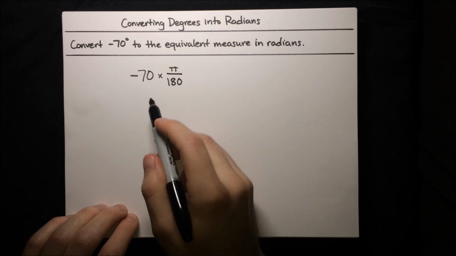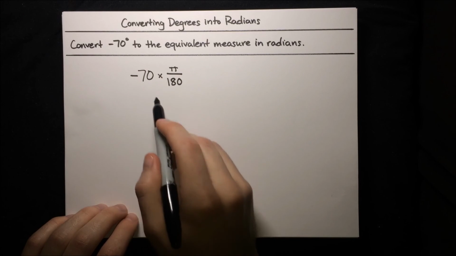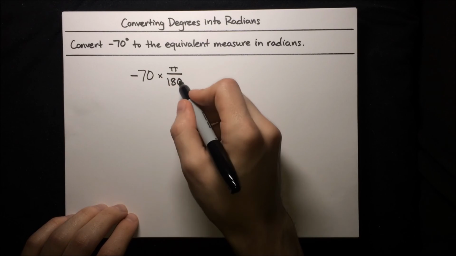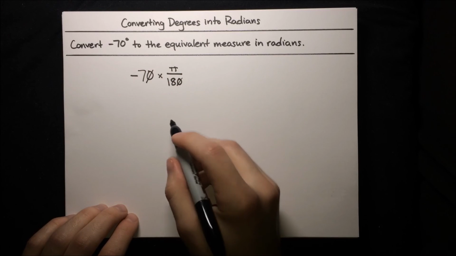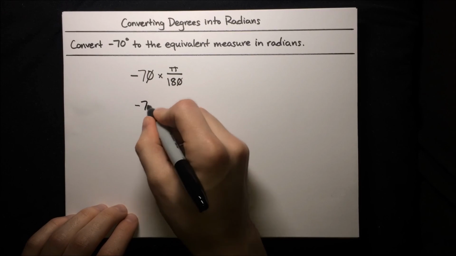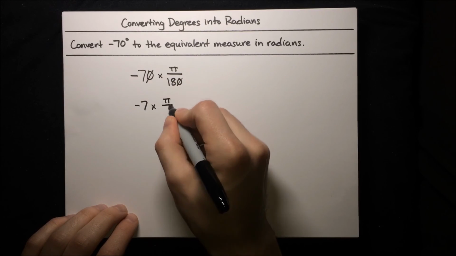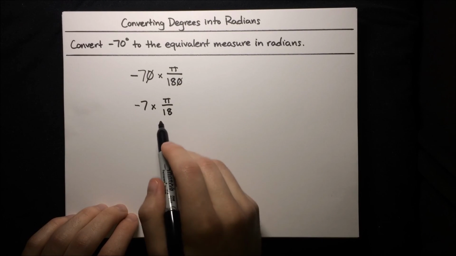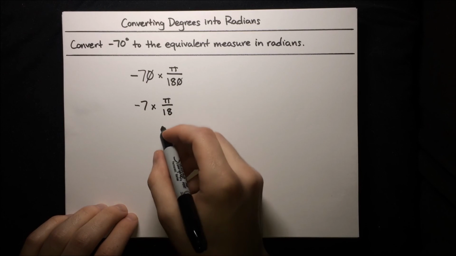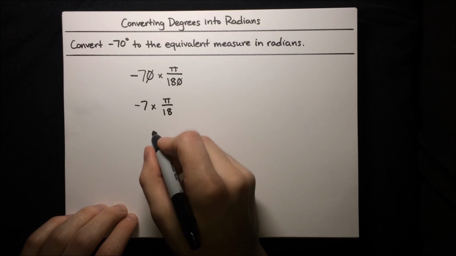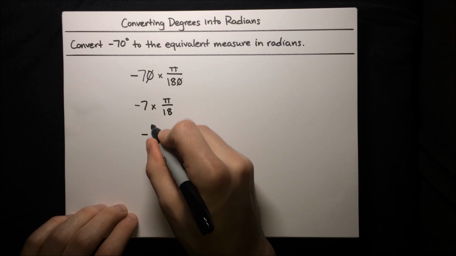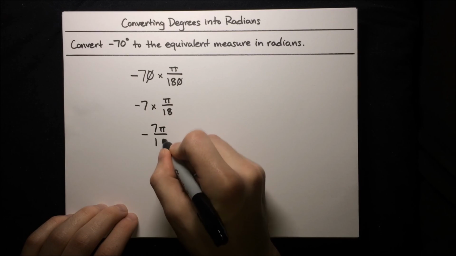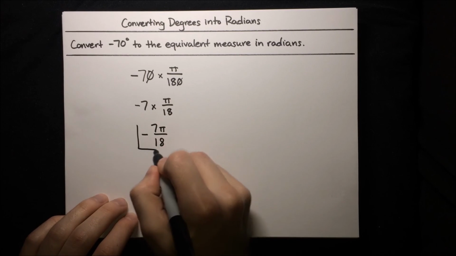So let's go ahead and simplify. We can divide 70 and 180 by 10. So cancel out those zeros, and we've just got negative 7 times pi over 18. Can we simplify anything else? Doesn't really look like it. 7's prime, so then 18's not divisible by it. So nope. We've just got negative 7 pi over 18, and that is our final result.